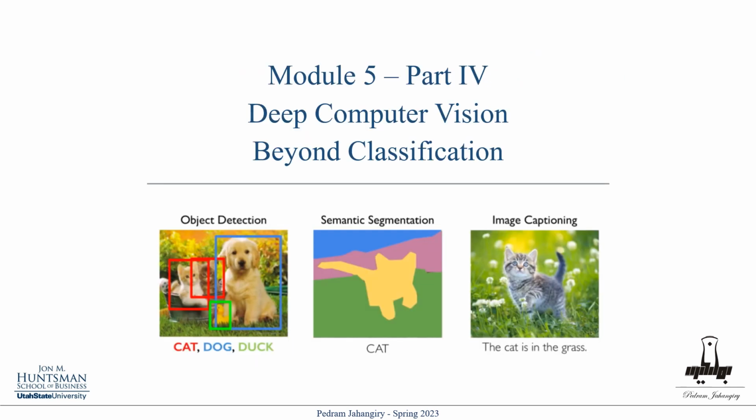Now in this part 4, let's go beyond classification, and we want to talk about more advanced topics in deep computer vision. So specifically, I want to talk about object detection, semantic segmentation, and image captioning. Without further ado, let's get into that.